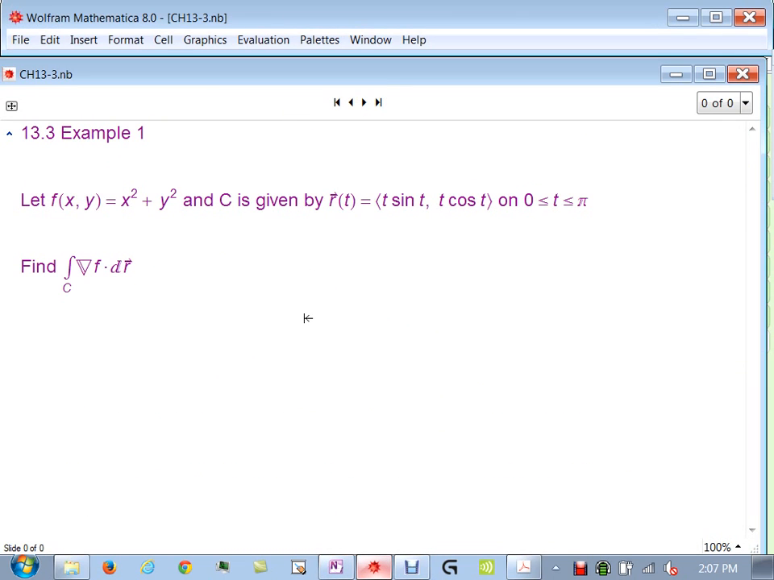Okay, so let's look at this one right here. Let f of x, y be x squared plus y squared, and C is given by t sine t, t cosine t on 0 to pi. Find it.